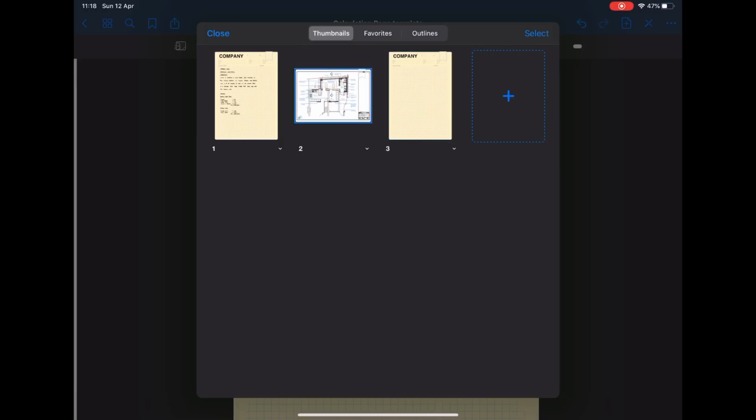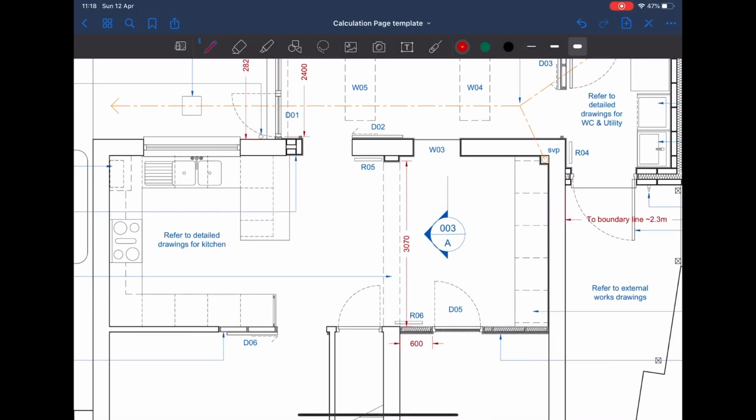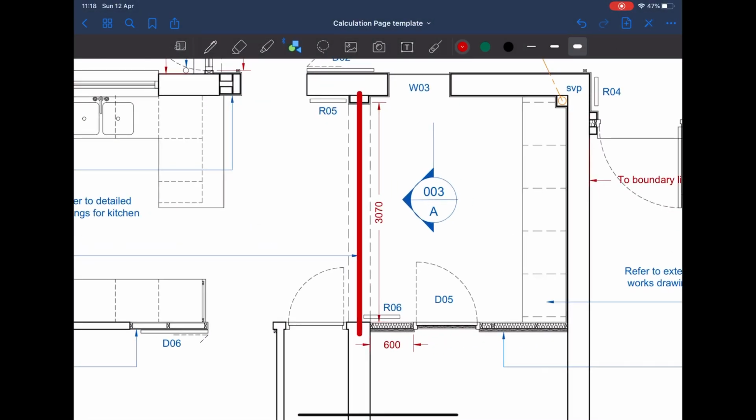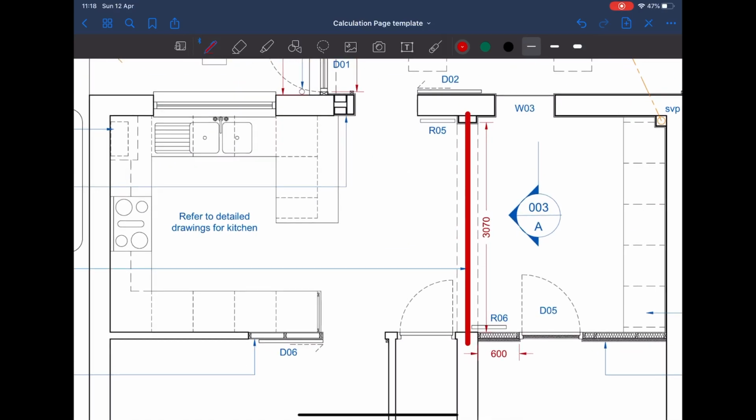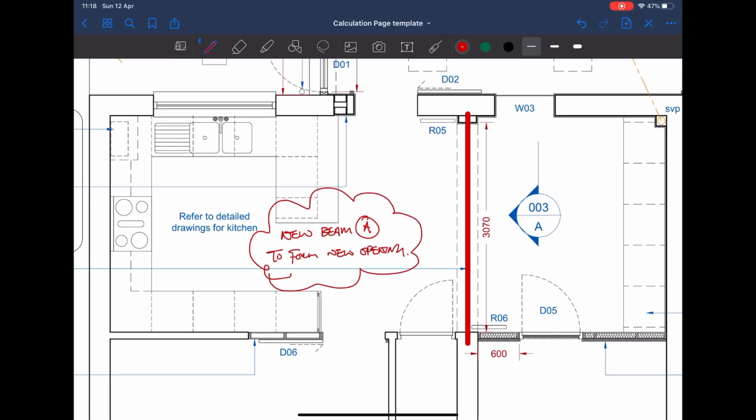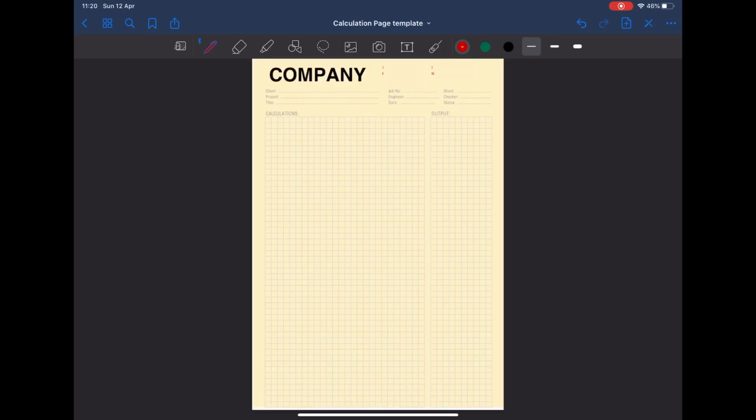Here I am importing the architect's drawing so that I can mark it up slightly. I mark on where the new beam is going to go and annotate it to give it some context. It is important to do this so that it is clear to the reader or checker as to where the beam you're about to design is going.